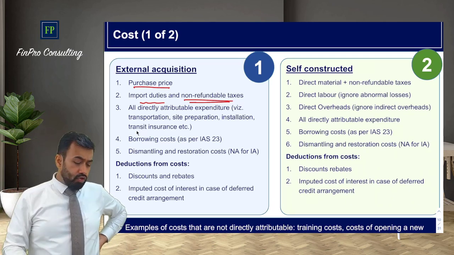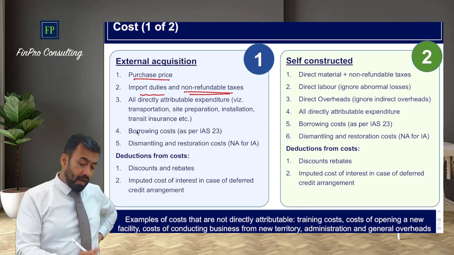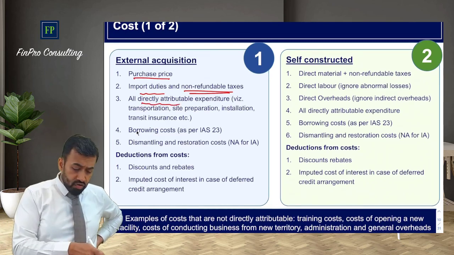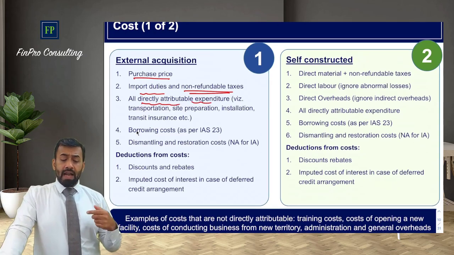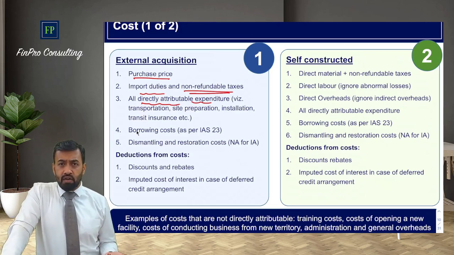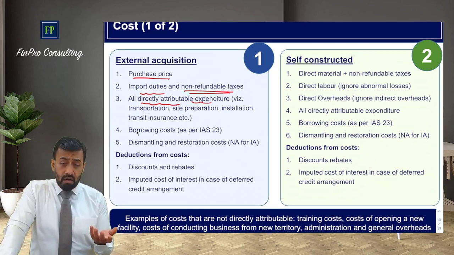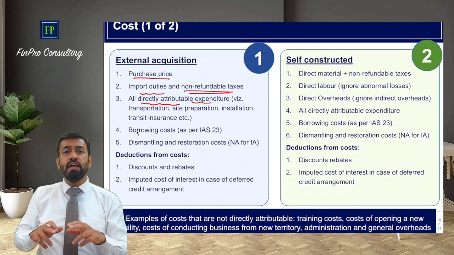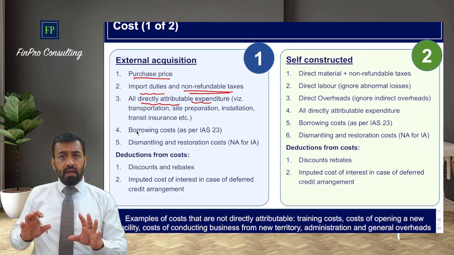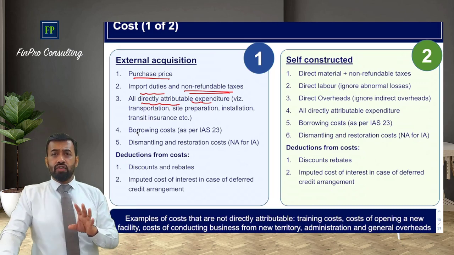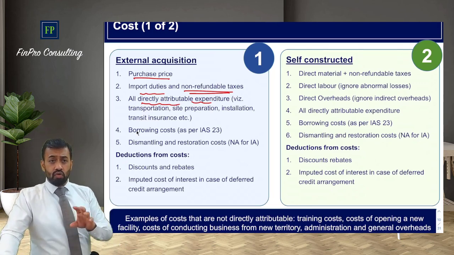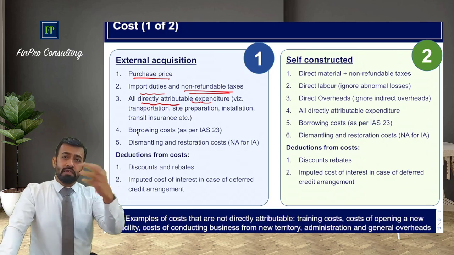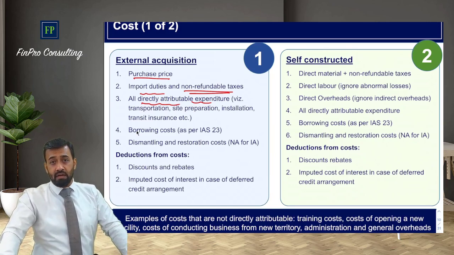So purchase price plus all import duties and non-refundable taxes plus all directly attributable expenditure which are incurred. Now it's not written here, but I'll tell you. What does directly attributable expenditure mean? Those expenditure which are incurred to bring the asset to the present condition and location in which management intends to use that asset. So directly attributable expenditure are those incurred only because that asset is there, or that asset is there only because those expenditure have been incurred.